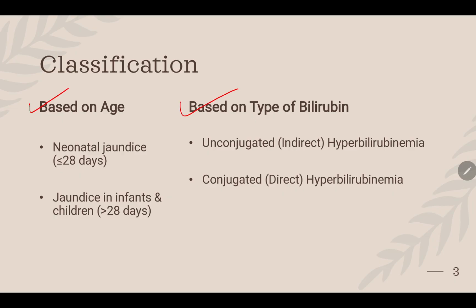So based on age is neonatal jaundice, that is below or equal to 28 days of life. So whatever jaundice that happens within 28 days of life is known as neonatal jaundice. And the jaundice in infants and children, that is about 28 days to 18 years of age. So you can go till adolescence too. Then based on type of bilirubin, we have unconjugated, that is indirect hyperbilirubinemia, and conjugated, that is direct hyperbilirubinemia.